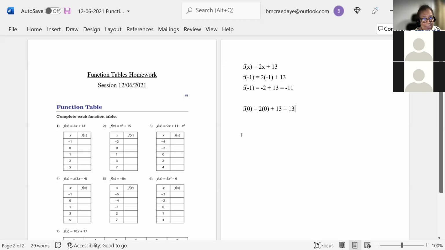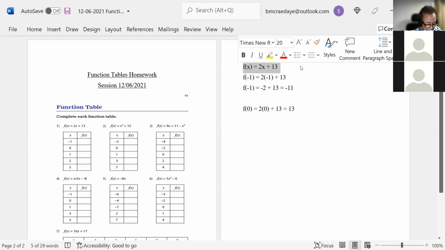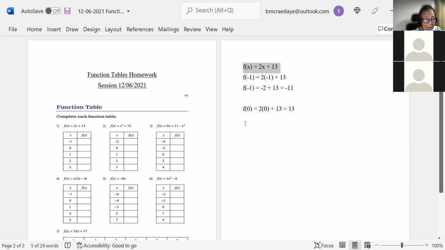Now let's take the next one. Okay, same function, except now our input is 1. That's the next entry in the table, right? So put that there, and for input, we have 1, and we put 2 times 1. So what's the answer?